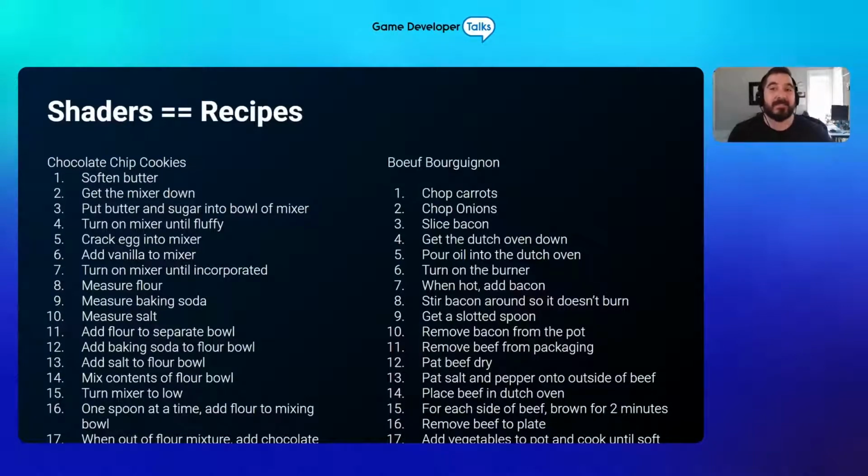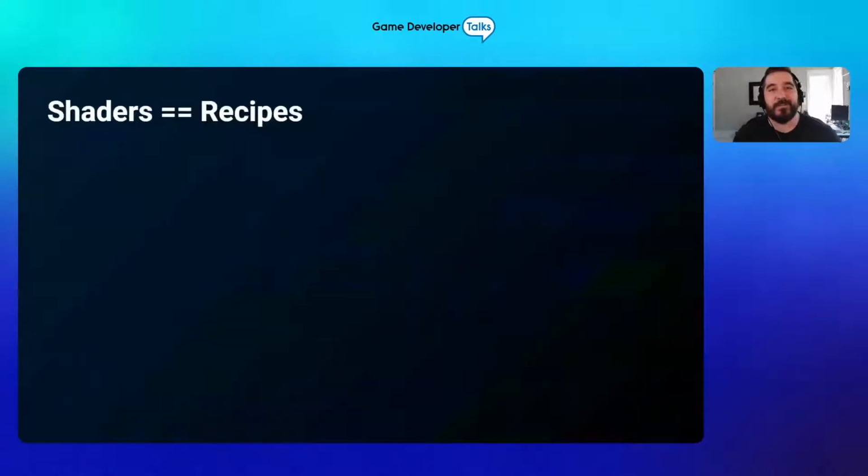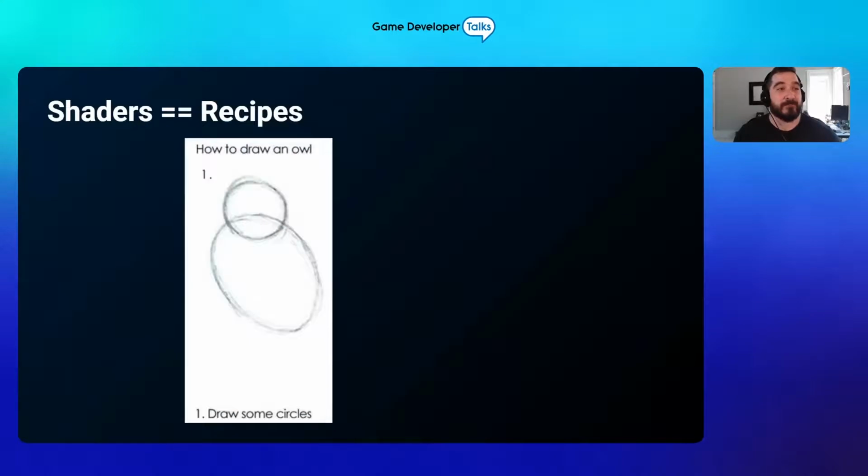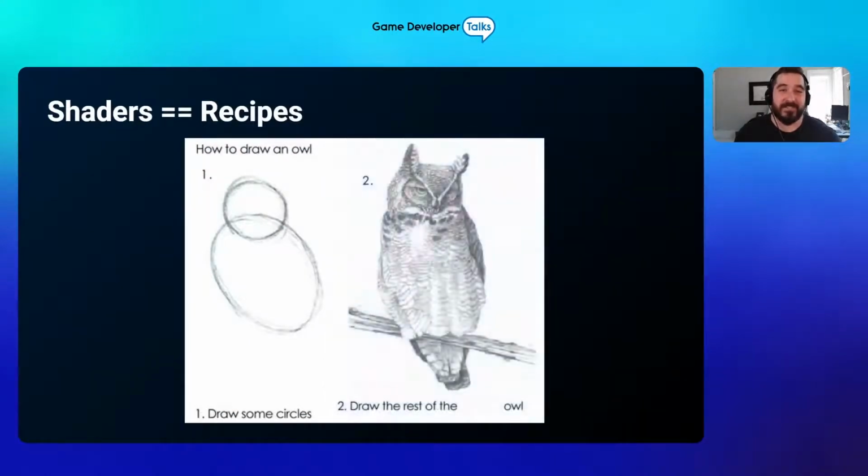I don't know about you, but it takes me less time to dice an onion than it would a toddler, but it takes a toddler and I the same amount of time to pour oil into a Dutch oven. And not to belabor the point too much, sometimes an instruction is as simple as draw some circles. And sometimes an instruction is as complex as draw the rest of the dang owl.